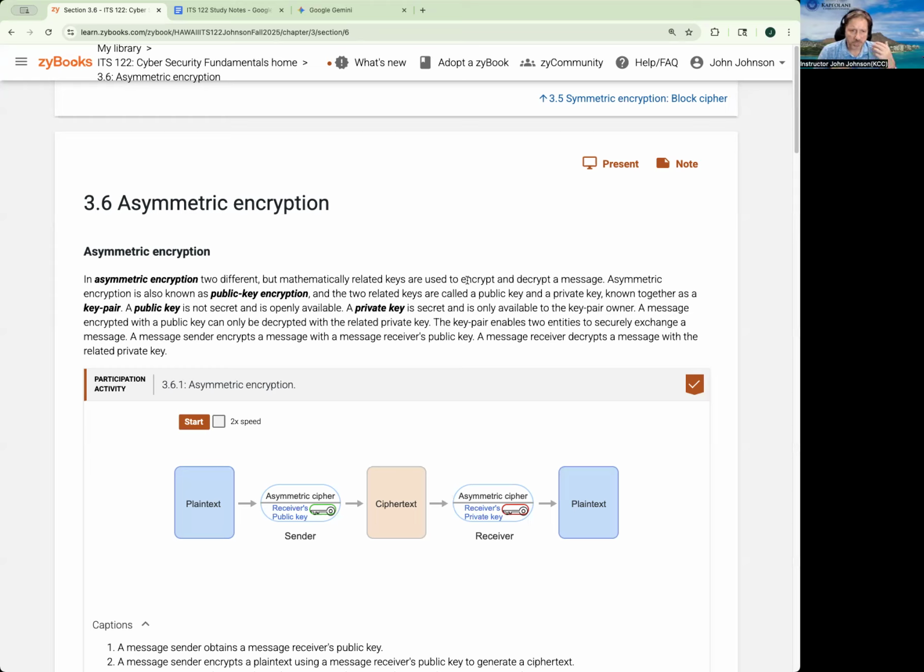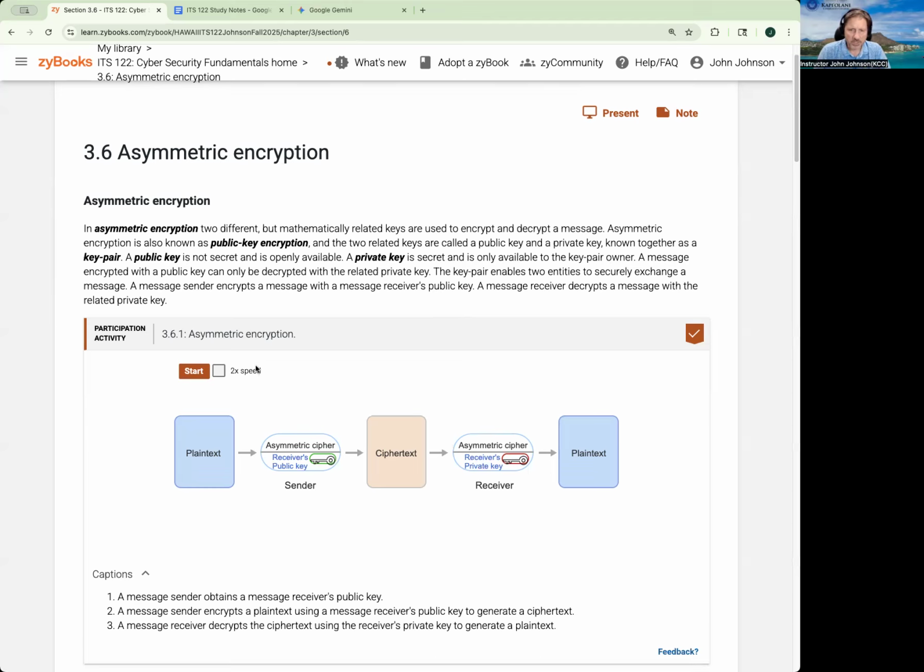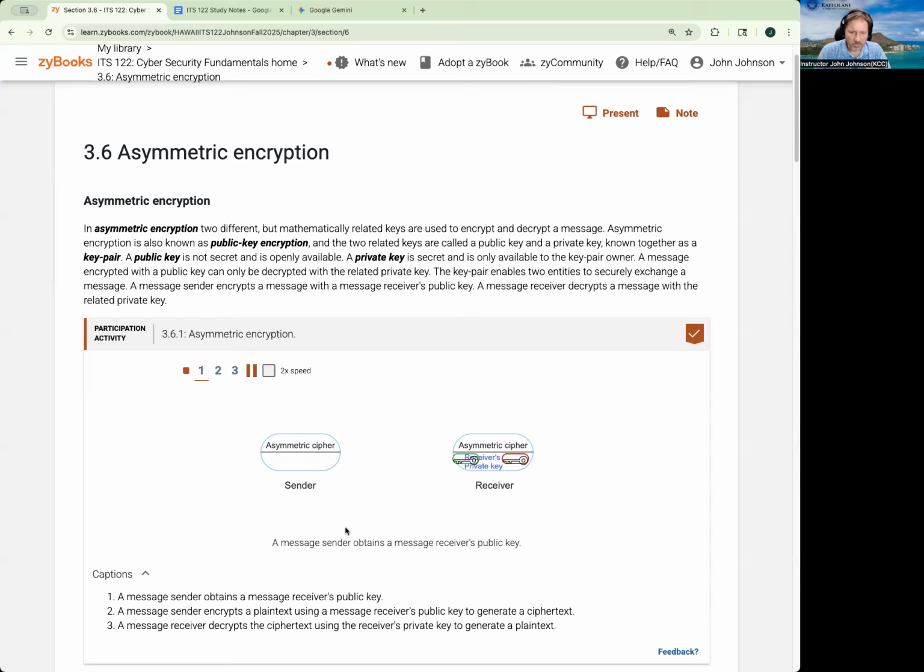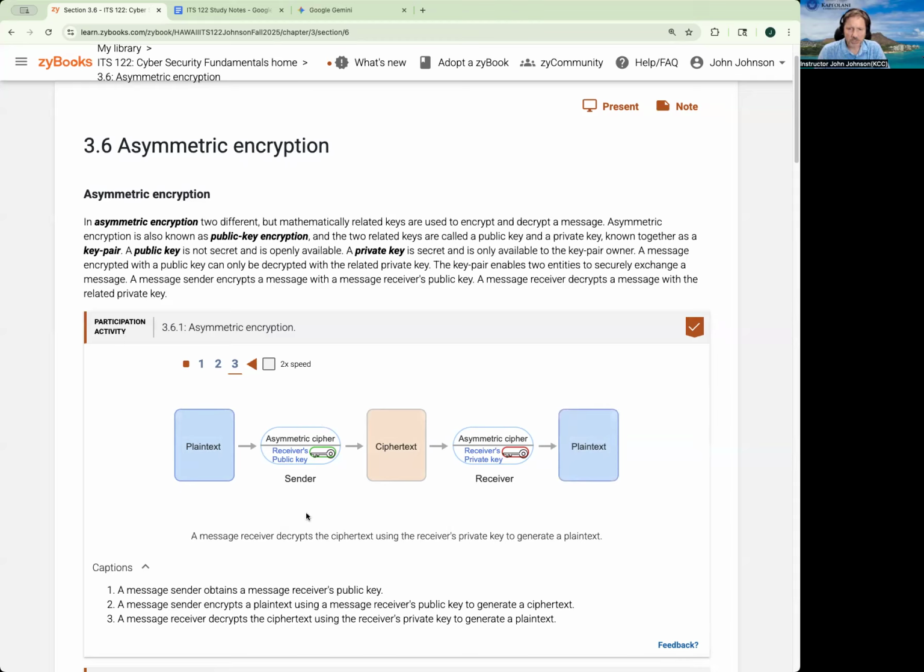So anyway, getting back to the explanations given here. Your message is going to be encrypted with the public key, and it can only be decrypted by the owner of the pair. So keep that in mind. They show an example here in the book. The message sender obtains the message receiver's public key. They use that to encrypt the plain text, and then they're going to send that over, and then the receiver is going to decrypt it back to plain text using the private key. So just remember that the person that needs to read the message has the private key. Everybody else in the world can have the public key.